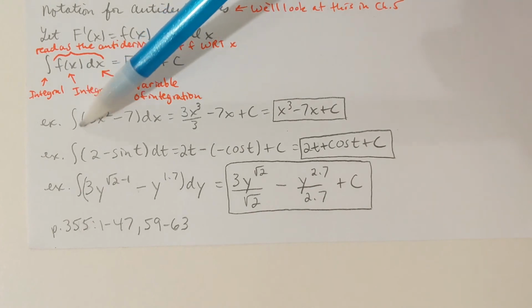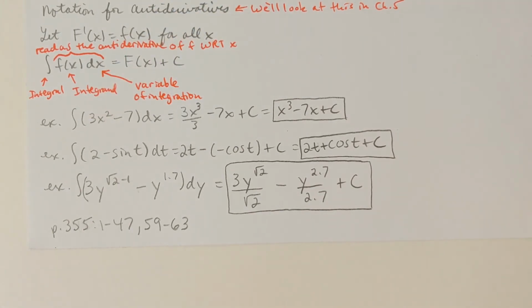Make sure that you're writing the integral sign as well. Once you've calculated the antiderivative, don't be writing the integral sign anymore. Don't be writing dx anymore. And also, as I've mentioned several times, make sure that you got the plus c there at the end.